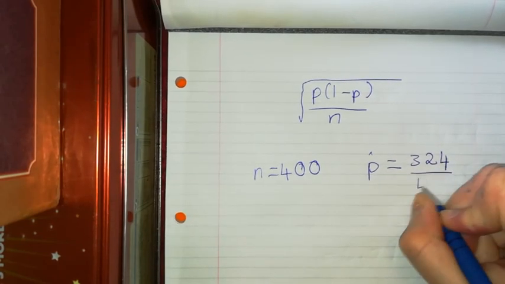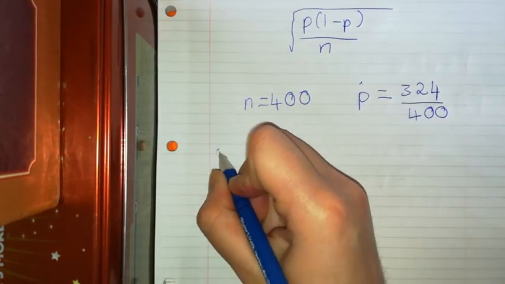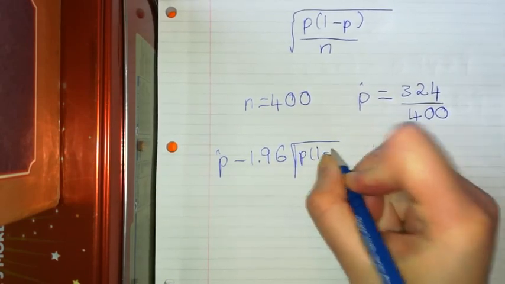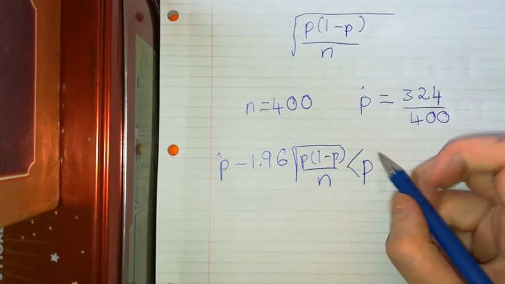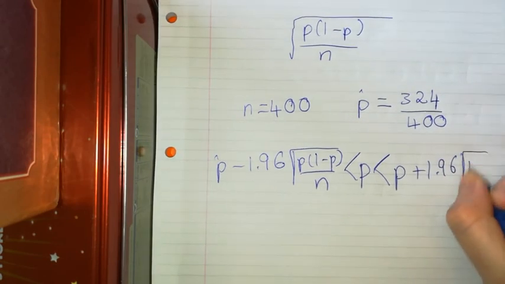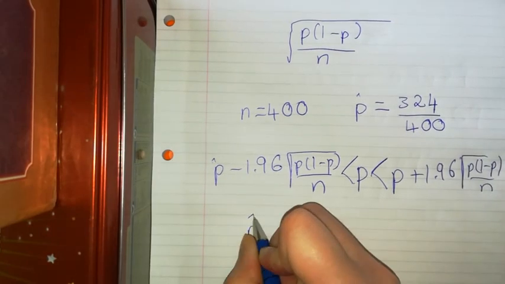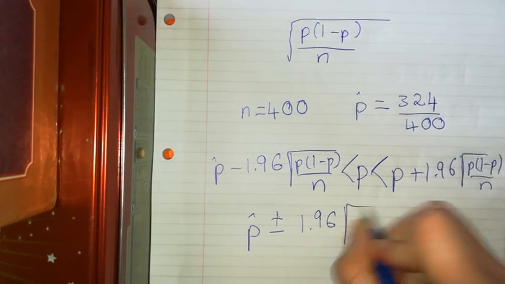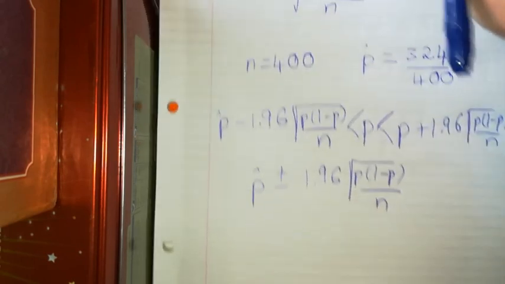And then the proportion, which is p, is 324 over 400. So if I want to create a confidence interval, it'll be p minus 1.96 by the standard error, which is the square root of p(1 minus p) over n, is less than or equal to p, less than or equal to p plus 1.96 times the standard error. But I could also write that as p, the population proportion, plus or minus 1.96 times the square root of p(1 minus p) over n. So I might just leave it like that.